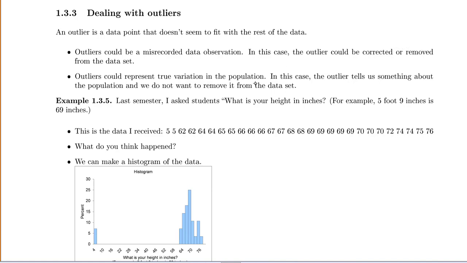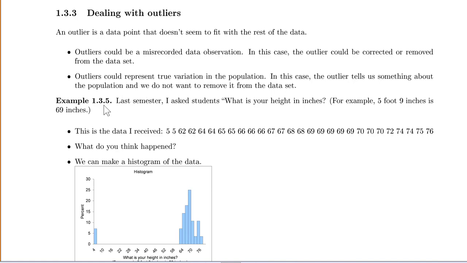The other situation is outliers that represent true variation in our population. So in this case, our outlier is a true data point. There was no mistake. And so the outlier is telling us something about the population, and that means we don't want to remove it from our data set or we're losing that information.